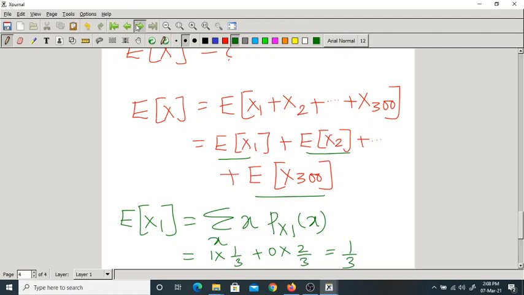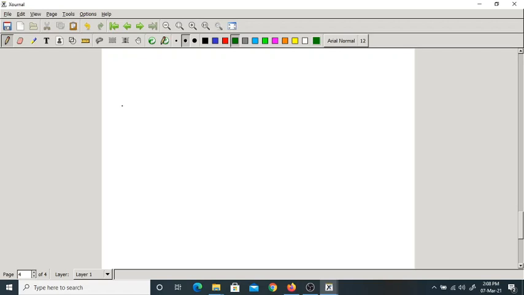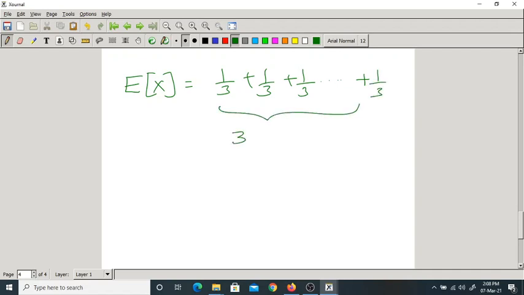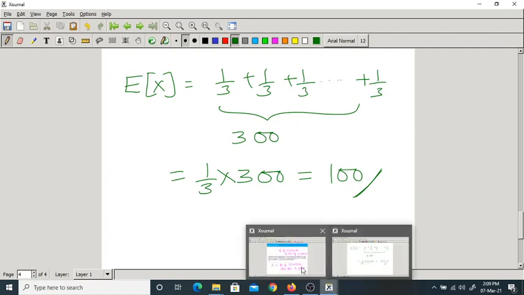Now what will happen finally? So expectation of x equal to 1 by 3 plus 1 by 3 plus 1 by 3 so on plus 1 by 3. How many times? 300 times. So that is 1 by 3 into 300, that equals 100. So that would be the mean of the random variable x that defines the number of students that get an A grade in the class of 300 students.